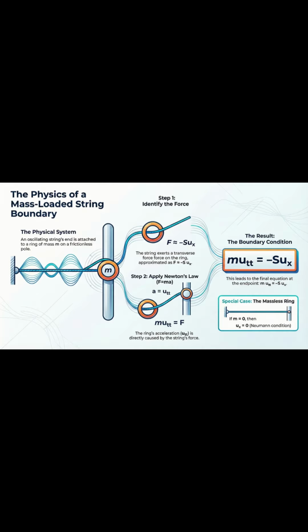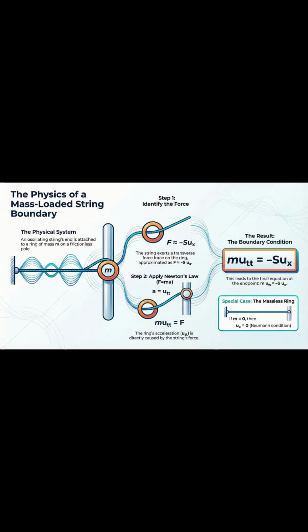Second, and this is crucial, the size of that ring's mass is everything. If the mass is practically zero, like super tiny, it has almost no inertia. And what happens? The string acts like it's totally free. You get this classic free end reflection where the wave just bounces right back without flipping over.